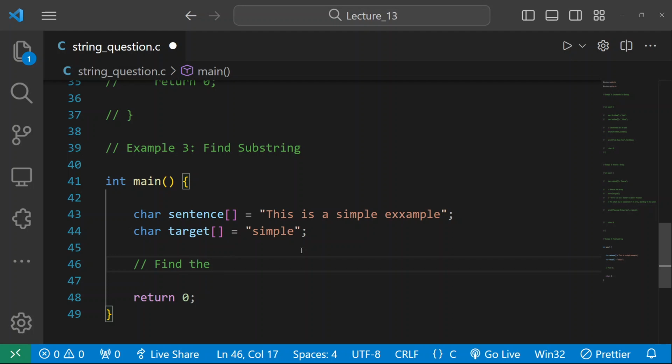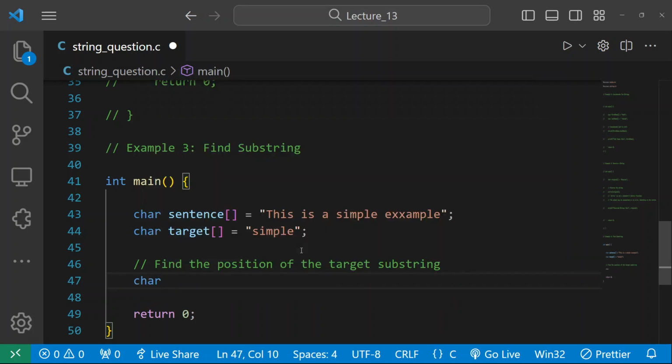So see, find the position. This is a simple algorithm. You can remember it as an algorithm for finding a substring. Find the position of the target, because I have stored it in the variable target. Target substring. So I need to find its position. Position means index.